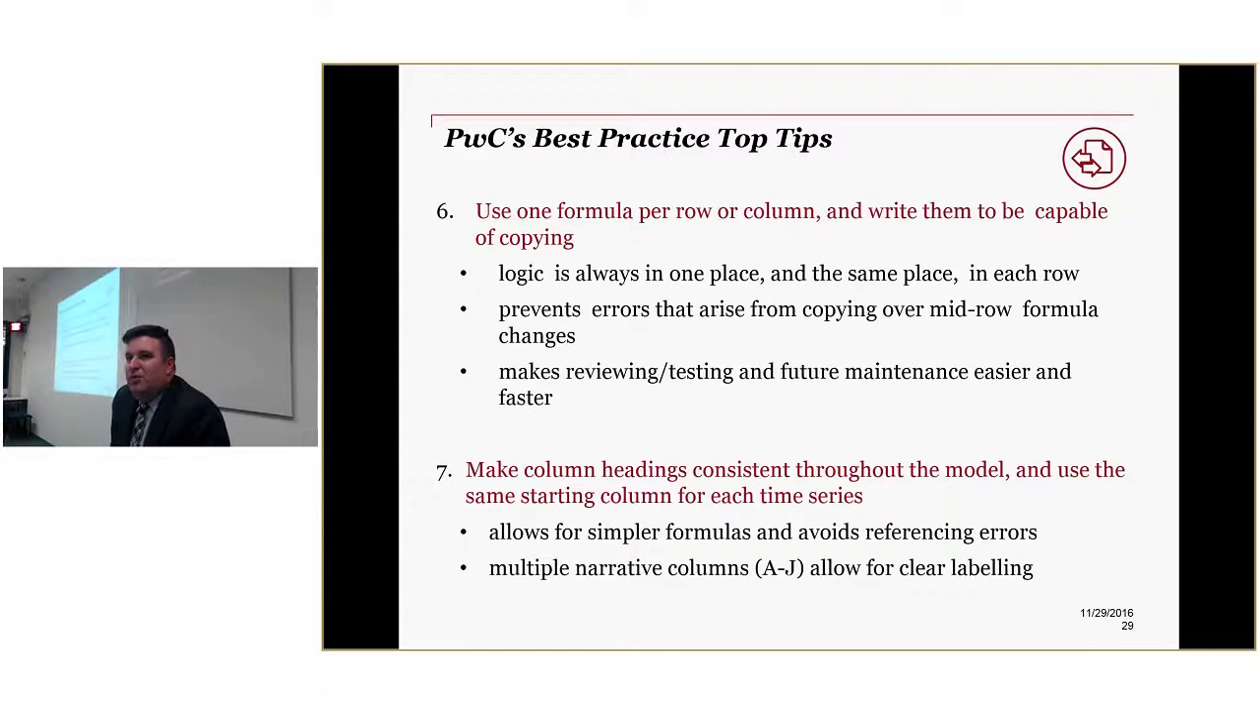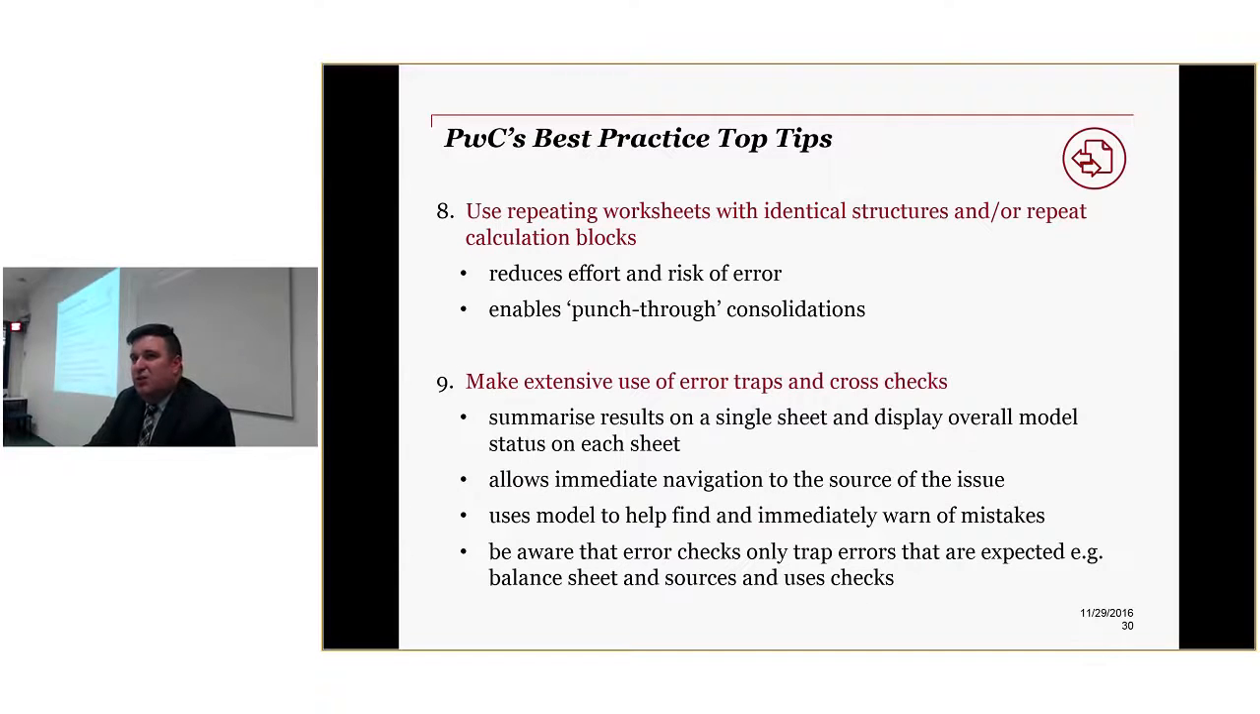Use one formula per row or column and write them capable of copy. So you've seen that, I think, in some of the others. Make column headings consistent throughout the model and use the same starting column for each series. Use repeating worksheet structures with identical structures or repeating calculation blocks. Make use of error traps and cross checks. And the thing that I mentioned there is there's no limitation on the number you can have, but let's start to summarise them up and have one sheet so someone can actually go in and see where it is.